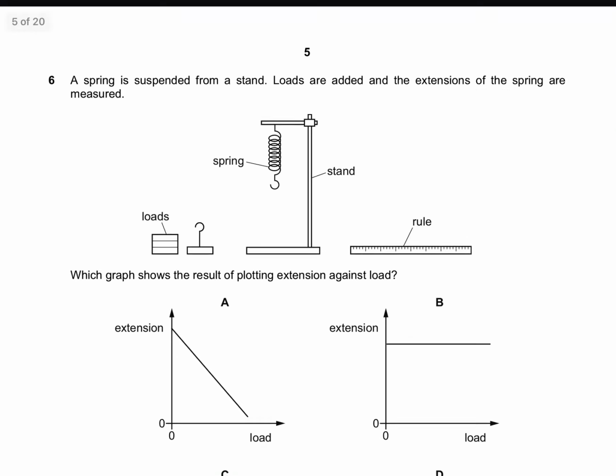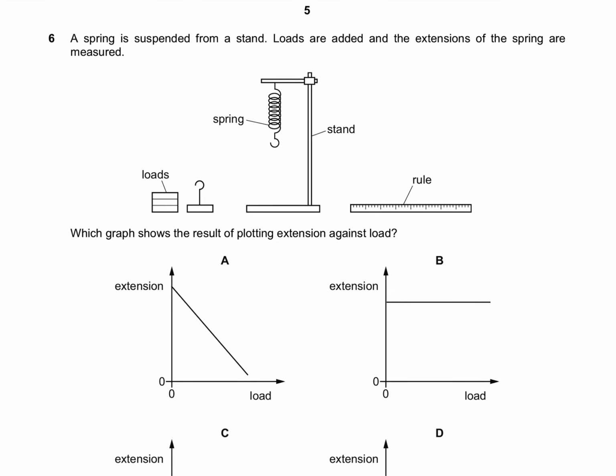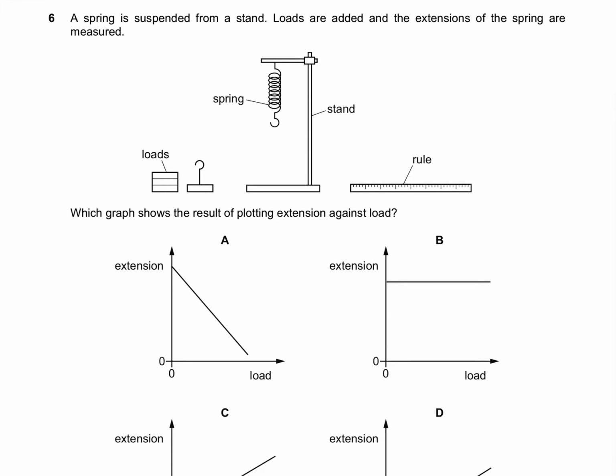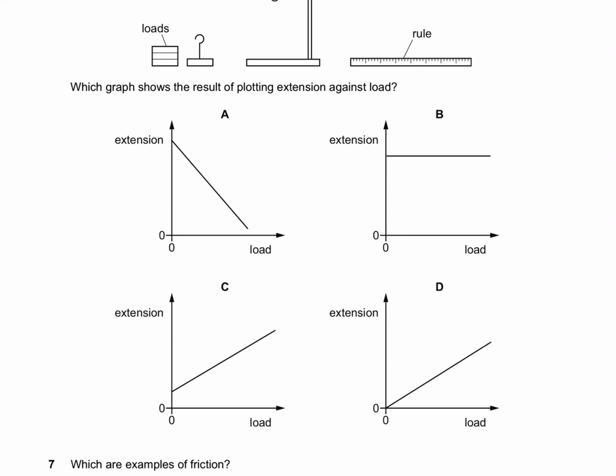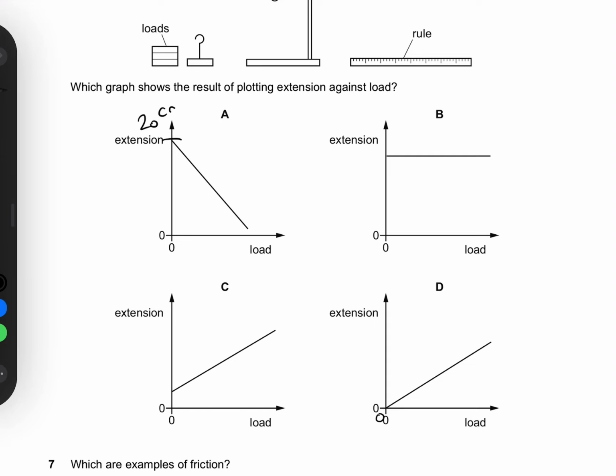Moving on to number 6. It says a spring is suspended from a stand, loads are added, and the extensions of the spring are measured. Which graph shows the result of plotting extension against load? Well, if you add a load to that spring, initially it doesn't have any extension, so it starts from 0. It doesn't start from an extension of like 20 centimeters already, right?